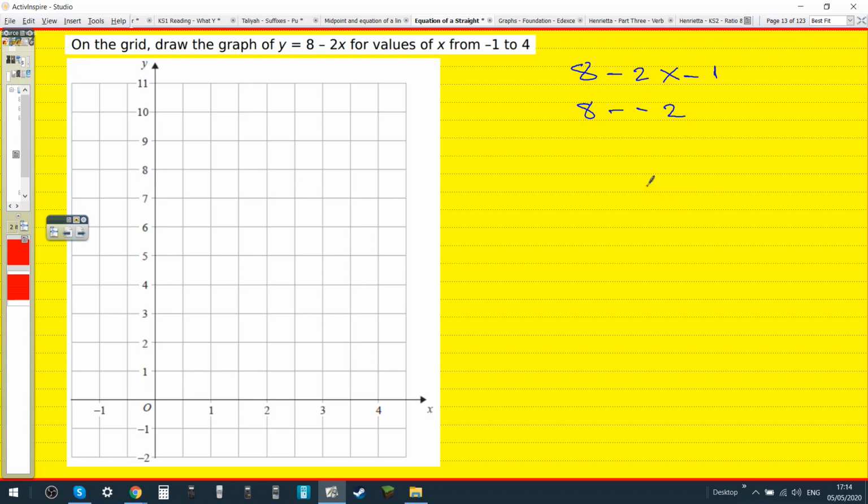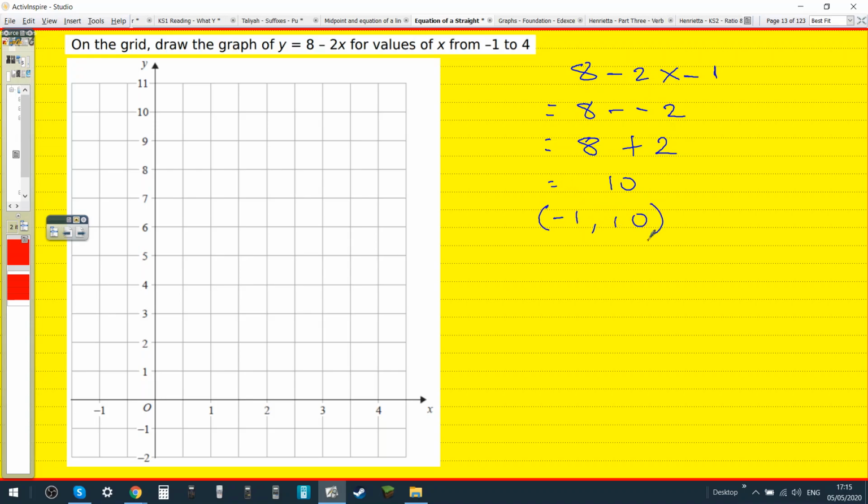Yes, okay. Then 8 minus minus 2 would be minus 10. Do you know what happens to minus minus? Tangential. It becomes a plus. Okay, that'll be 10. So that becomes 10. And the coordinate would be minus 1 and then 10.